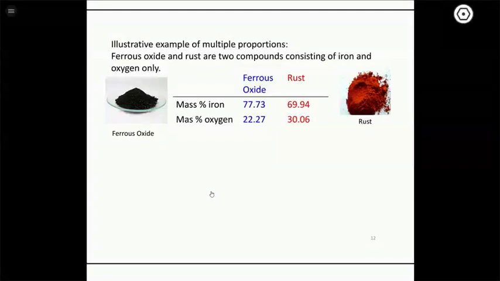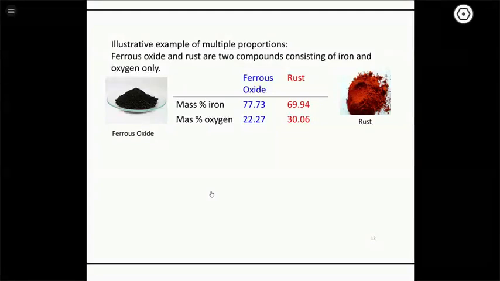Actually, there's way more than two compounds, but these are two of the compounds you can form when you mix iron with oxygen. The one that you're all familiar with is rust. Especially if you grew up in a northern state, you would see all kinds of rust on your cars during the winter time. And that's a mixture of iron and oxygen with this mass ratio of iron and oxygen. So these are basically the mass percentages of each element.